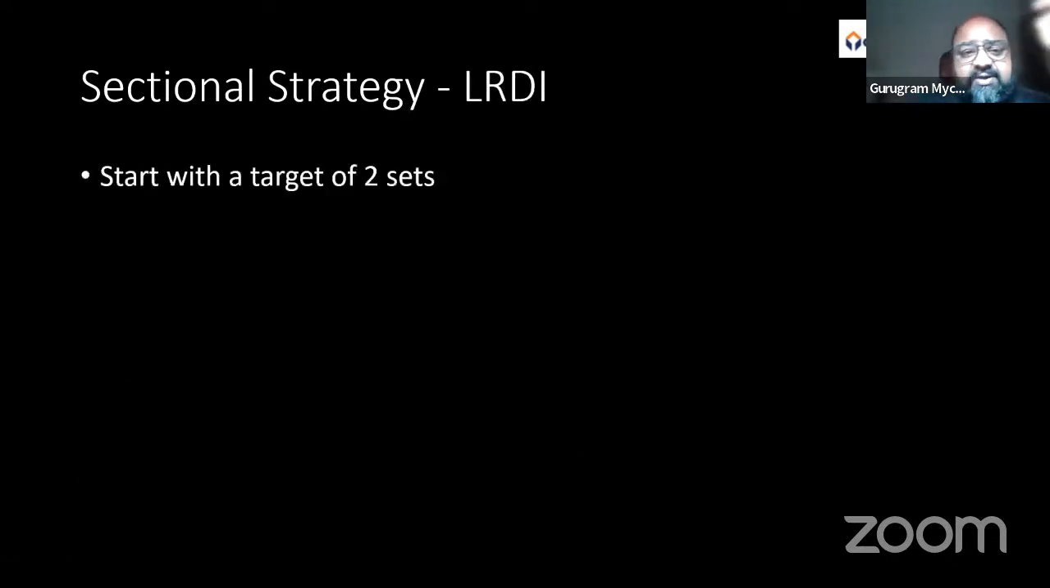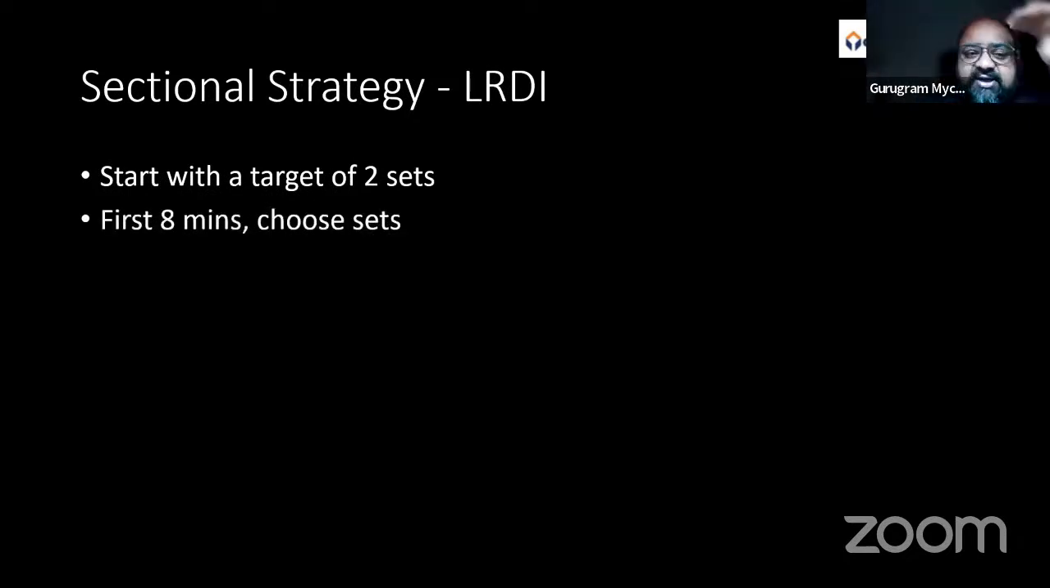As far as the LRDI set is concerned, again, the starting target for anyone who's not scoring in LRDI has to be 2 sets. If you are able to do 2 sets, there is a very good chance that you will get a good score. And whenever you start the LRDI set, again, be very sure of how many questions are there and what the order of questions is. For example, in 2020, for me, it was, I think, 4646. So I know which set I am attempting, what is the time left and what are the attempts left.